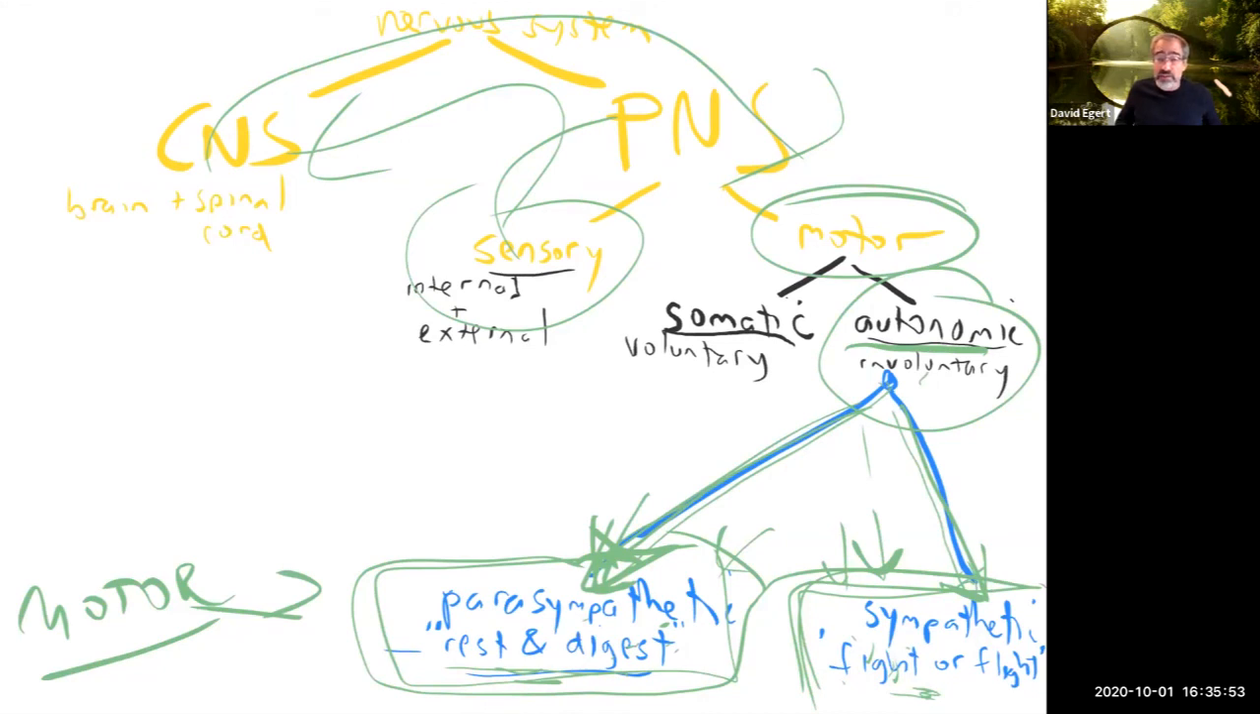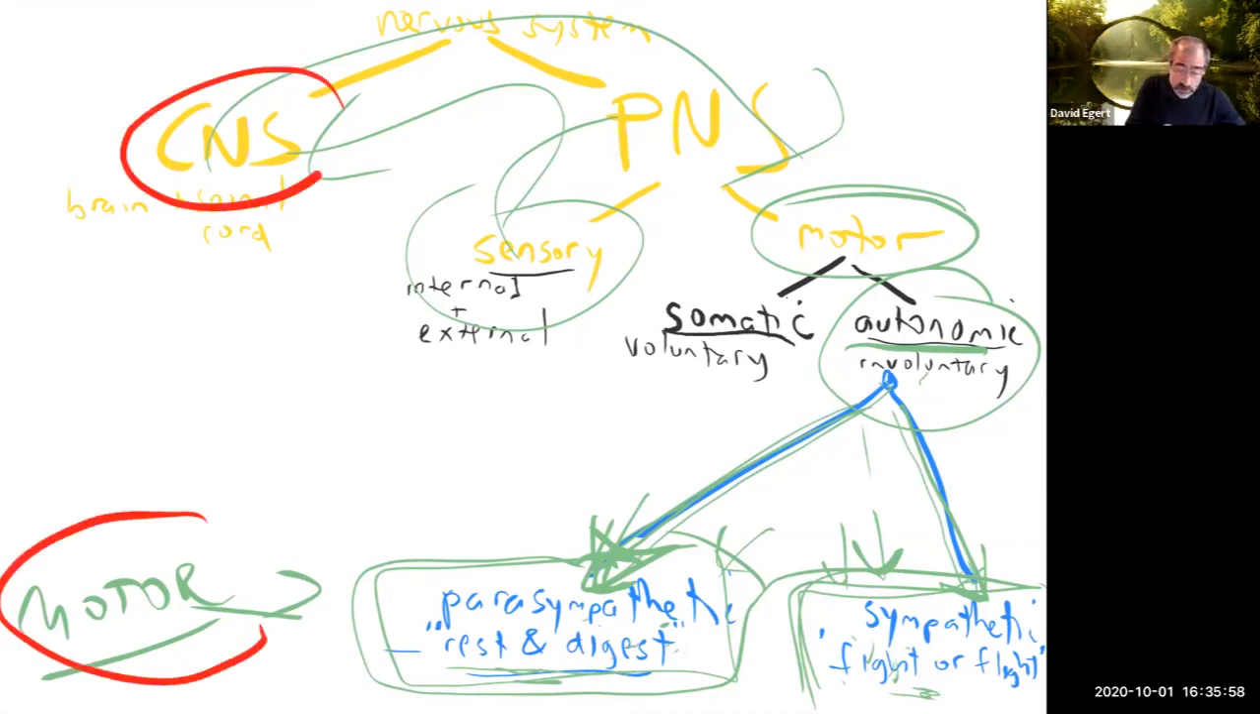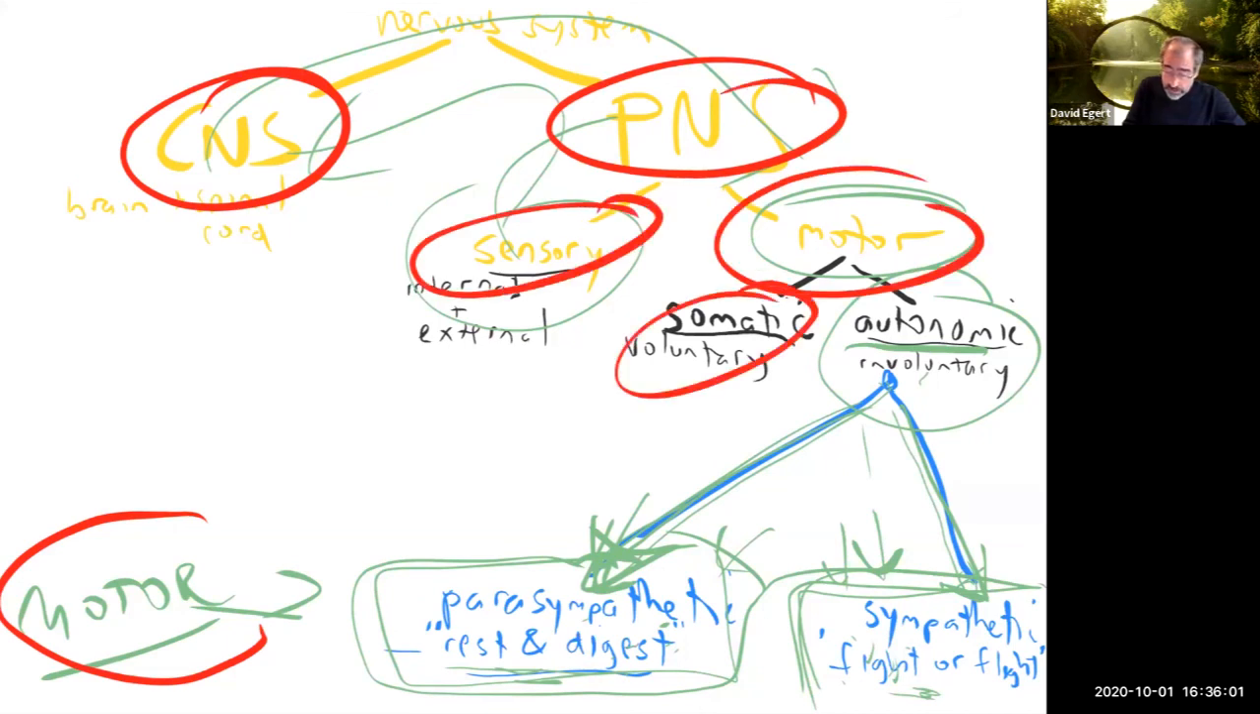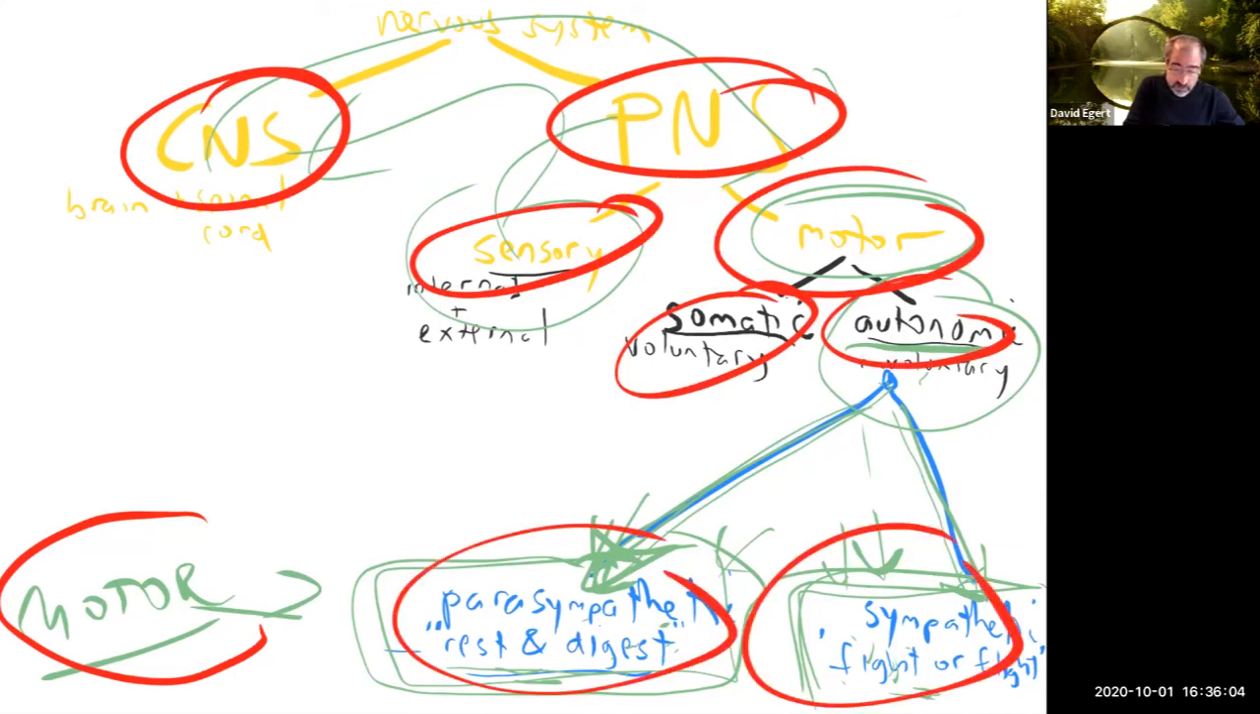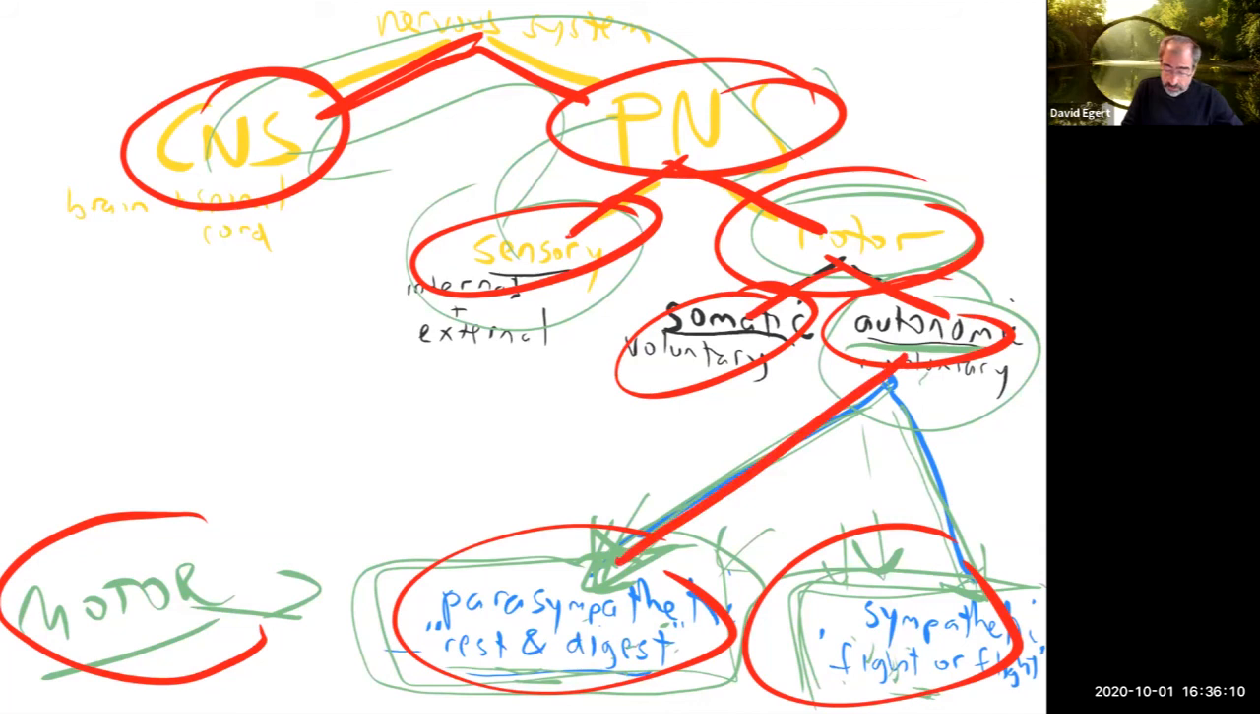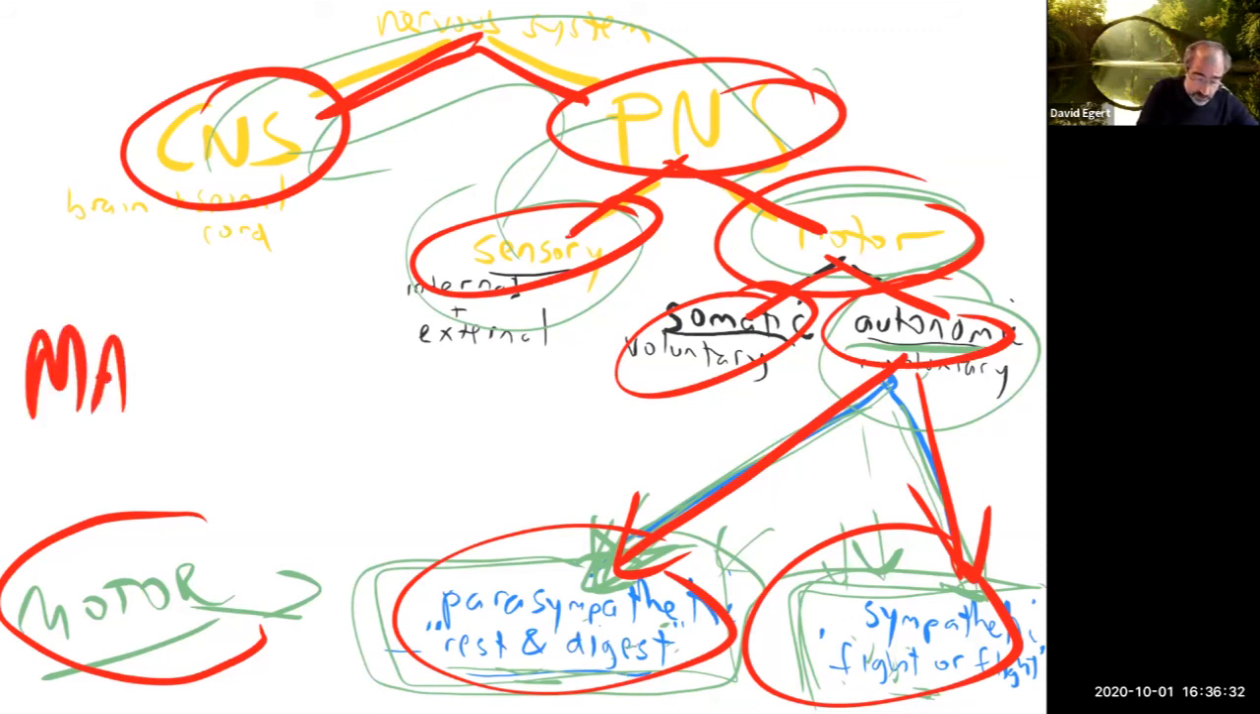This weekend, if this is not crystal clear to you, make sure that you are really clear about this organization here. CNS versus PNS, PNS being sensory and motor, motor being somatic and autonomic, autonomic being parasympathetic and sympathetic. Because we are going to be looking at each of these divisions and drilling down, looking at them in a lot of detail. But if you don't have the big picture in mind, you're going to be lost. You're going to think, okay, I understand this, but I don't see how it fits into the big picture. So make sure you know the big picture.